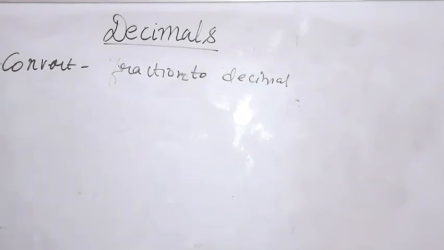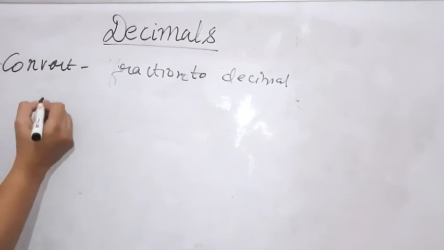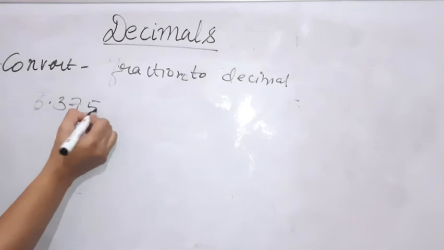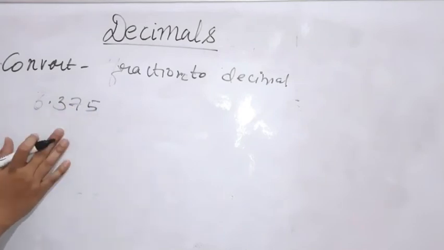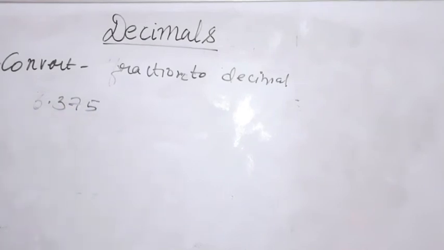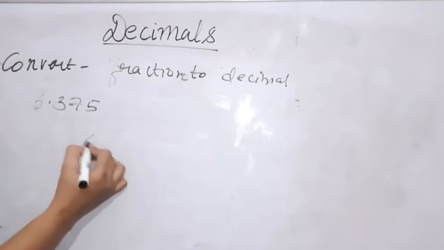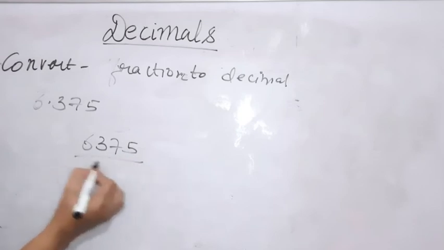Now, for example, you are getting a question like this: 6.375, and you have to convert it into a fraction. What is the answer? You can comment down in the comment section. This is your task. It will be 6375 upon 1000.